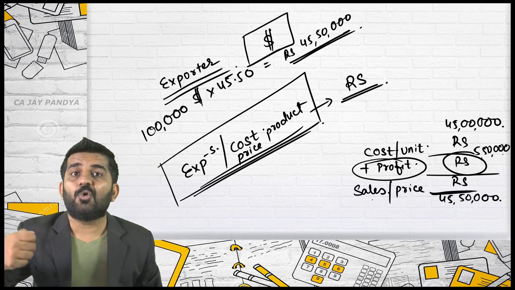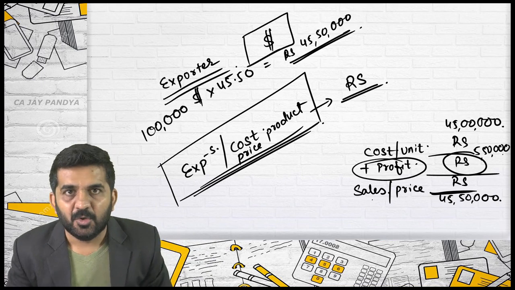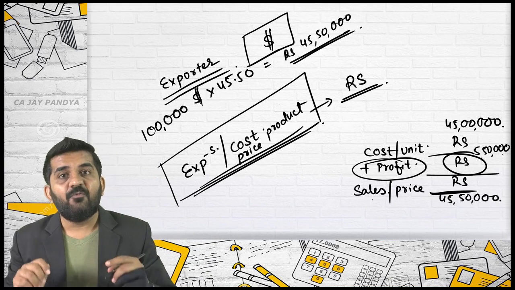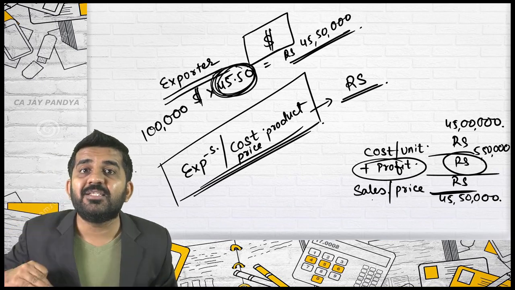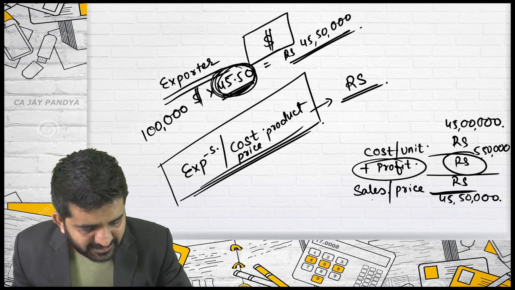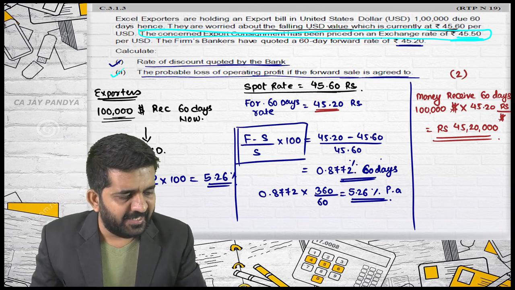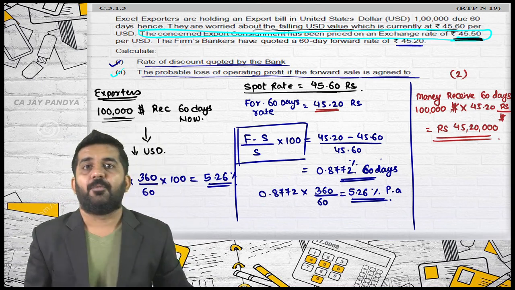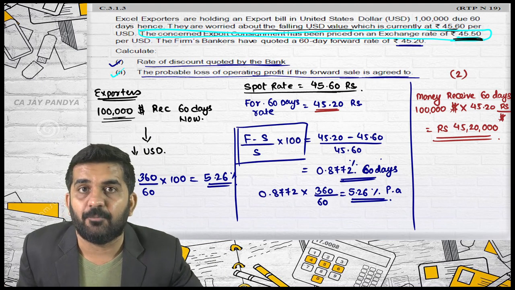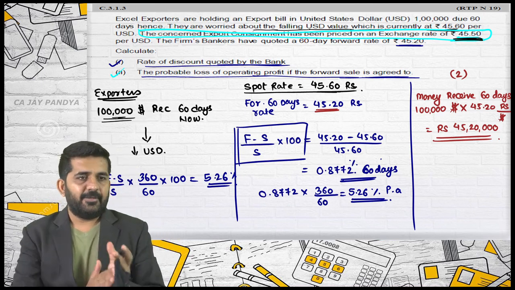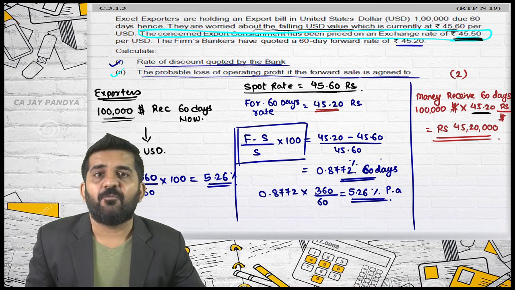Giving a dollar quote to someone, because you are an exporter, you cannot say we will charge 45,50,000 rupees from you. You will have to give the quote in dollars. And when you give the quote in dollars, you might have converted into rupees because your desired income is in rupees. This rate is nothing but this. The concerned export consignment has been priced on an exchange rate of 45.50. So their expectation of operating income was at 45.50 rupees. But are they getting 45.50 rupees? No. They are getting 45.20 rupees.